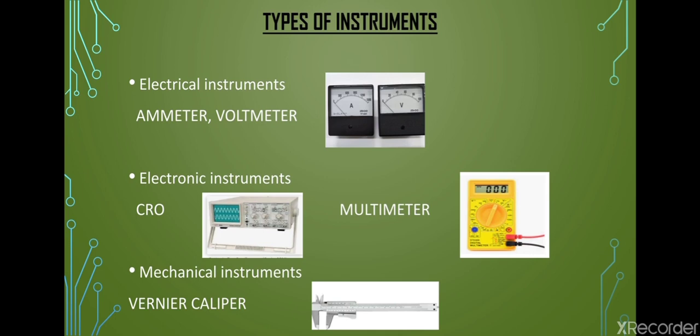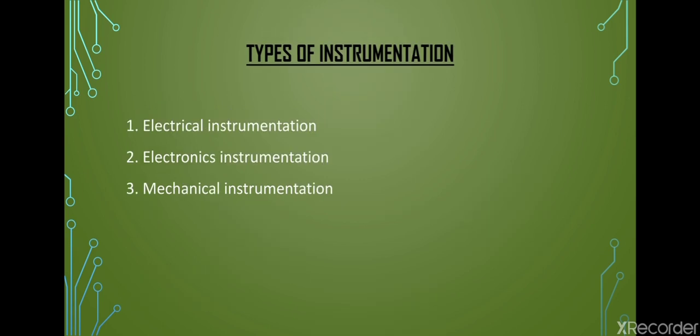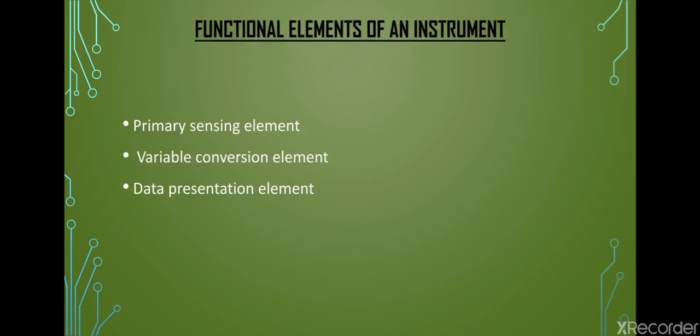Mechanical instruments are used for measuring physical quantities, for example, vernier caliper to measure the linear dimension like length, diameter, etc. Based on these instruments, instrumentation is divided into three categories: electrical instrumentation, electronic instrumentation and mechanical instrumentation. The functional elements of an instrument are primary sensing element, variable conversion element and data presentation element.